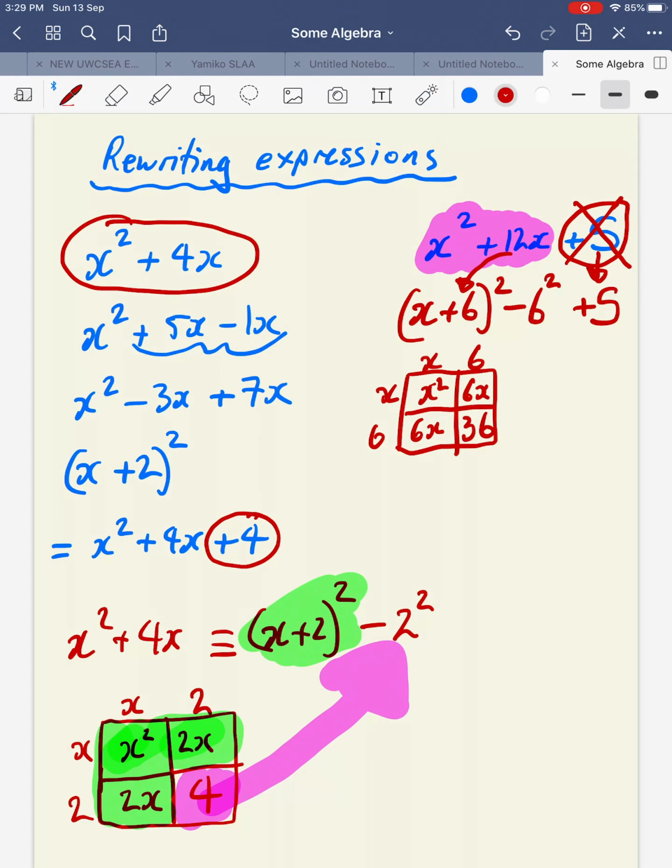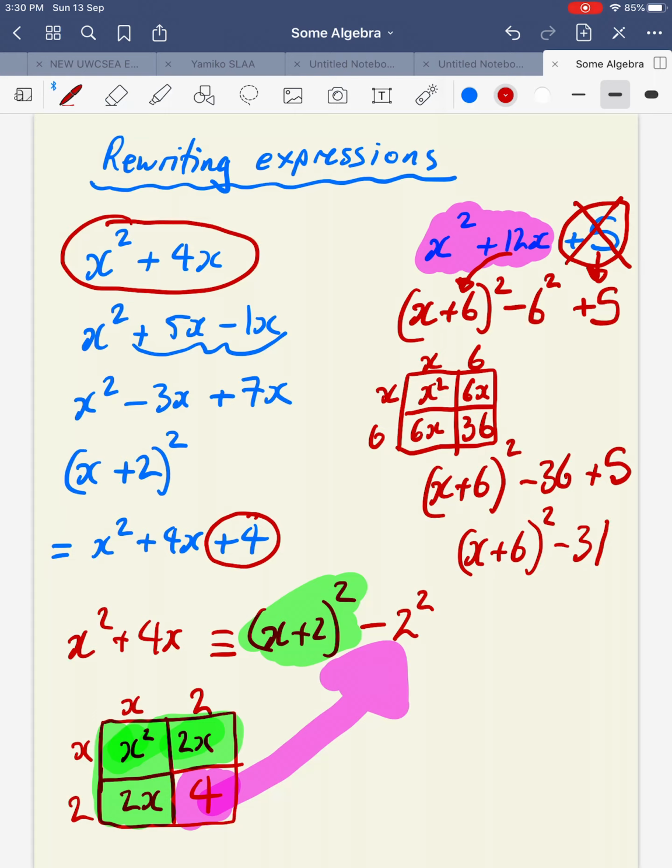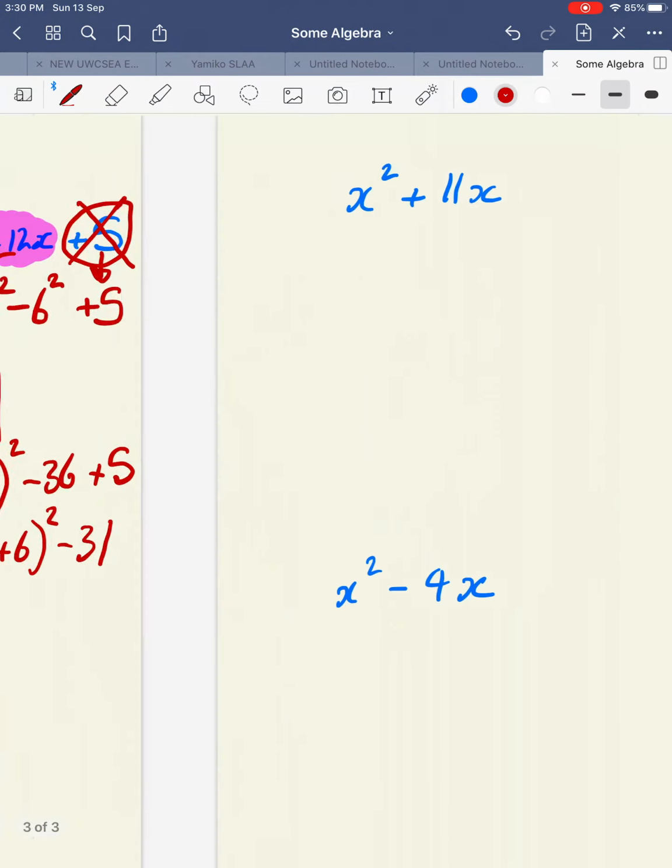Okay, so the final simplification would be x plus 6 all squared minus 36, and then plus the 5 at the end because that's what I had to start with. So x plus 6 squared minus 31. Okay. This is actually a really good way of trying to solve equations as well. It's called completing the square. We'll do a few more, then we'll solve some equations with this method.